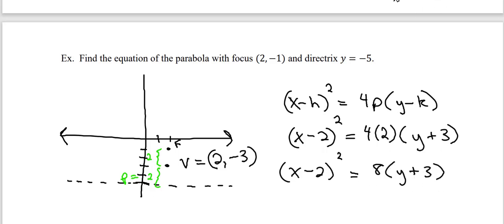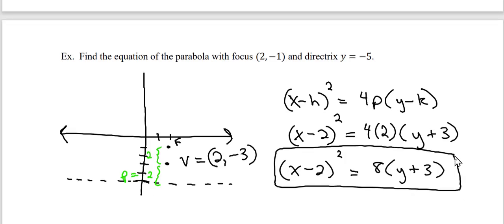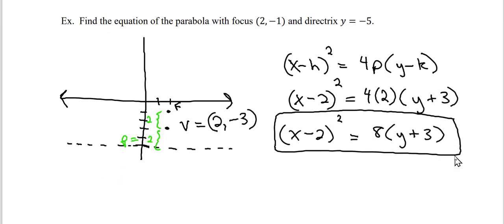I don't even need to graph the actual parabola. I was just asked to find the equation of the parabola. That's it. If you wanted to graph it, you could graph it by going out 4 spaces each way, because the length of the latus rectum is 8. 4 spaces each way from the focus, and that would give you the width of this.